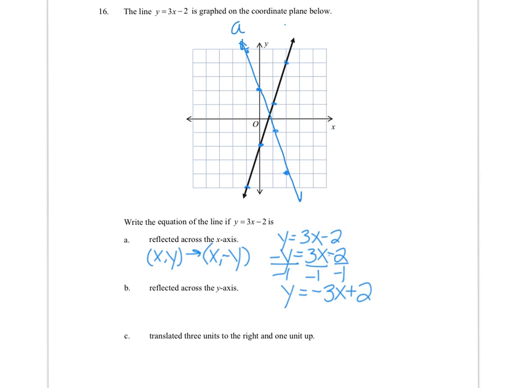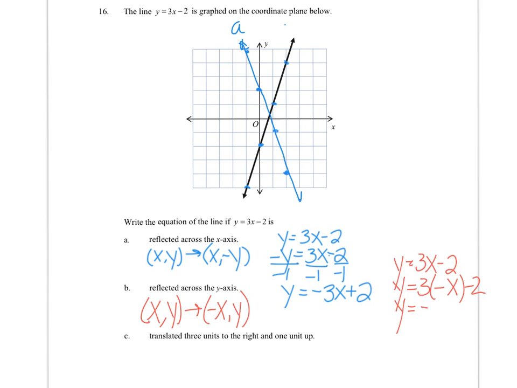Our next one is we're going to reflect across the y-axis. So this means that (x, y) is going to become (negative x, y). Nothing is changing except for our x. So if we start with y equals 3x minus 2, the only thing that's changing is our x is becoming negative. So y equals negative 3x minus 2. That is the equation of our line.